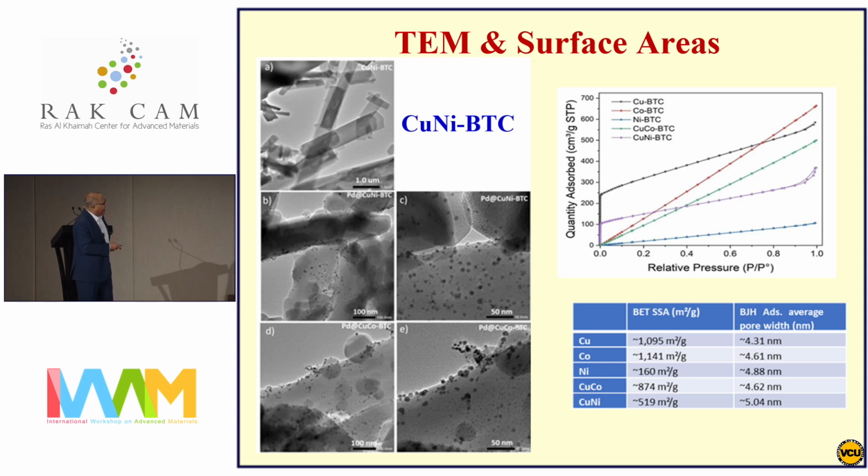The largest surface area is on the copper BTC and cobalt. Cobalt is actually a little bit higher than the copper, but the nickel has very small surface area, and all the bimetallics have lower surface area than the monometallic, the copper and cobalt here.